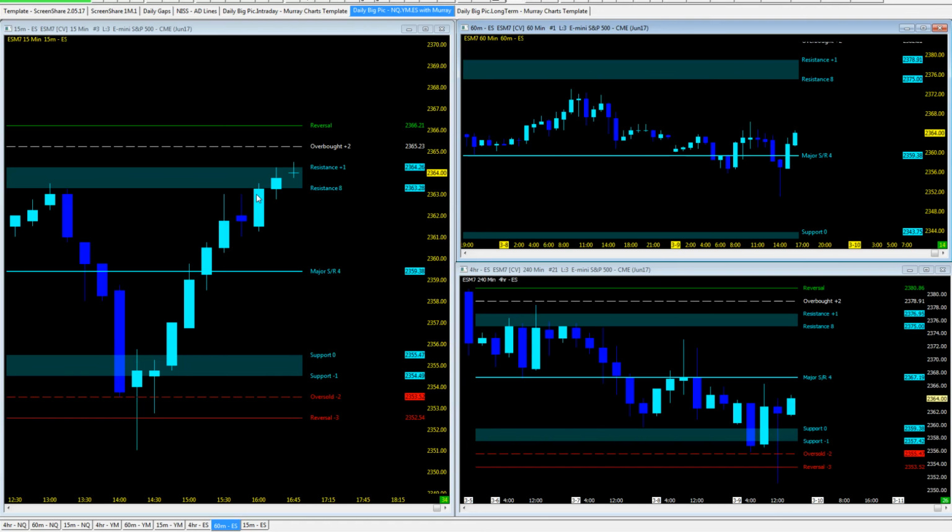Anything upside, watch for the 15-minute reset. And so you look to the 60-minute first. That would be 2375 upside. But watch for the overbought and reversal first up here between 65 and 66.